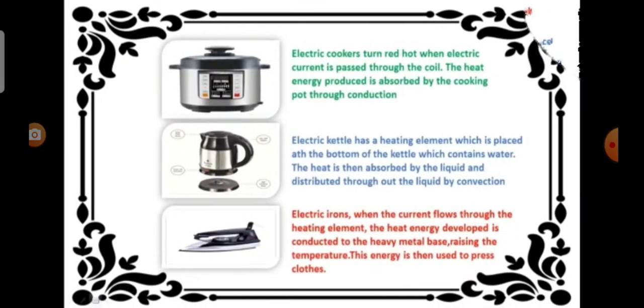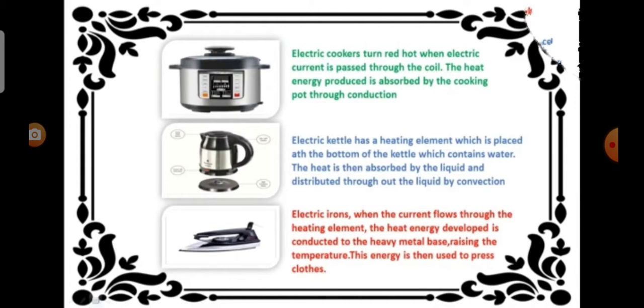Now we see the electric cookers. Electric cookers turn red hot when electric current is passed through the coil. The heat energy produced is absorbed by the cooking pot through conduction. Next one is electric kettles. The heating element is placed at the bottom of the kettle which contains water. The heat is then absorbed by the liquid and distributed throughout the liquid by convection.